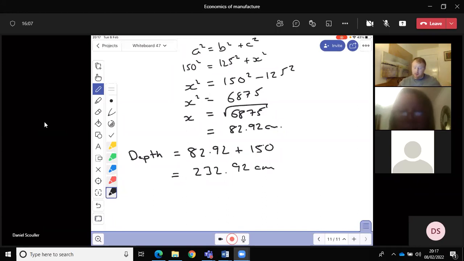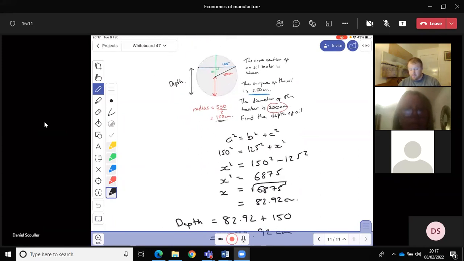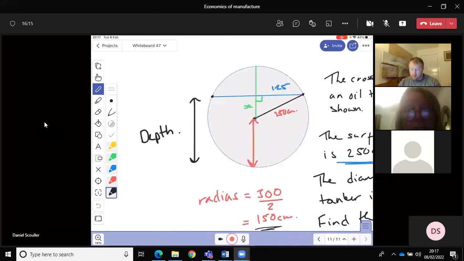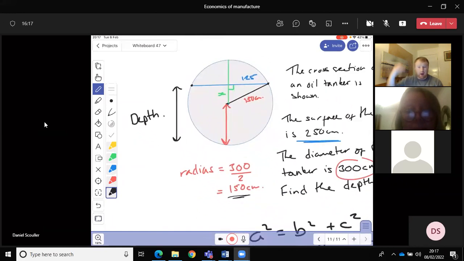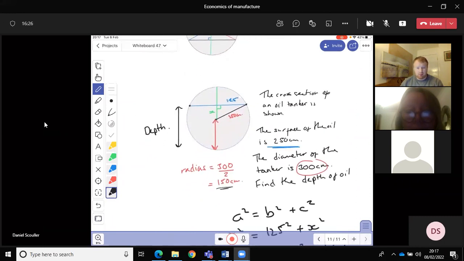Okay, so let's think about that and let's compare it to what we're seeing on the drawing. It's looking for the depth. Depth is a chord above the center of the circle. So the depth that we are finding has to be more than 150 deep.